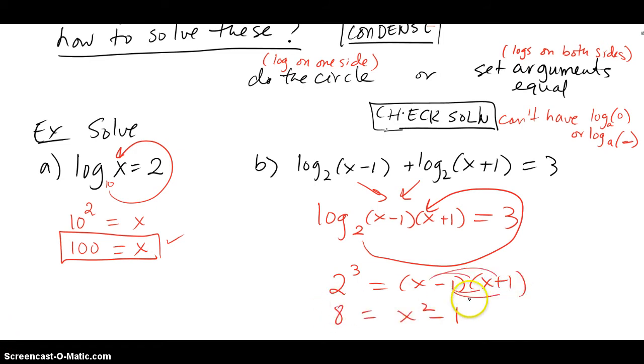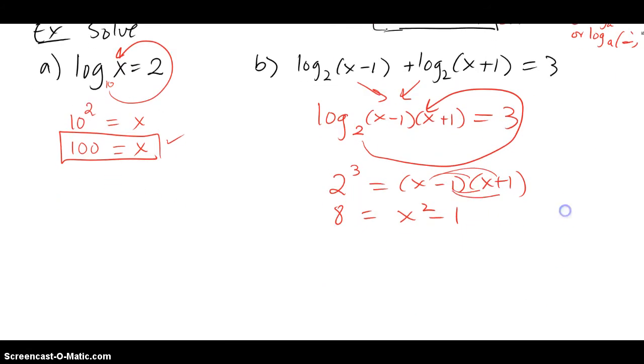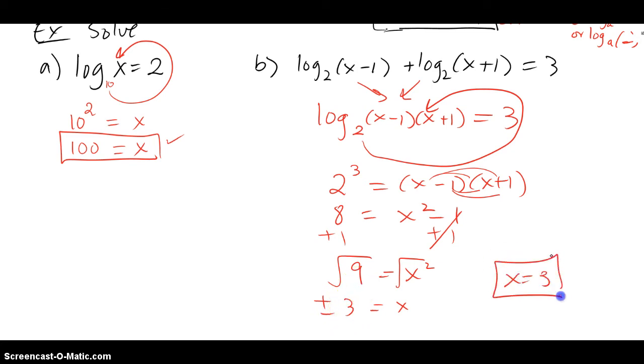I simplify the left, I multiply out the right side, and I can add 1 to both sides. Once I do that, I can square root both sides and I get a plus and a minus 3. The 3 works because it doesn't make any of the arguments negative. The negative 3 doesn't work because negative 3 minus 1 is negative 4, and I can't have log of a negative number, so I only keep positive 3.